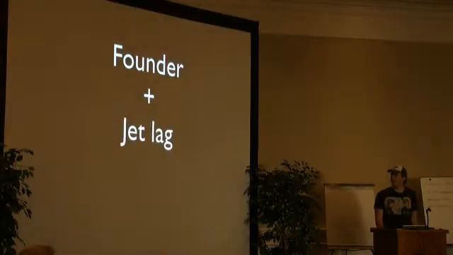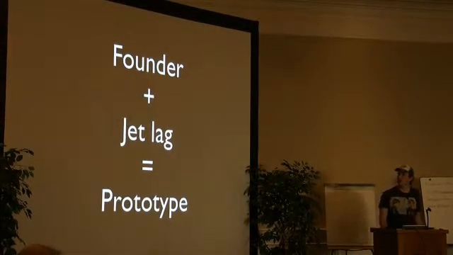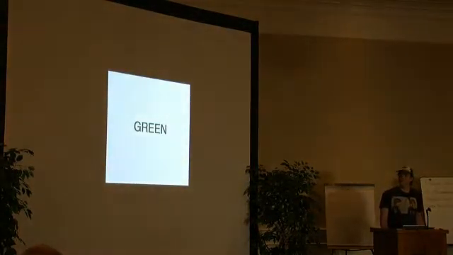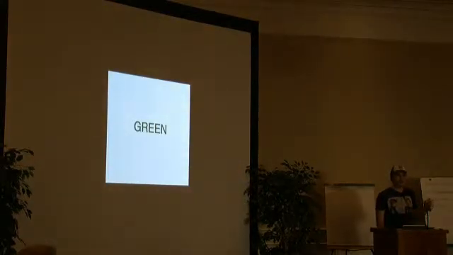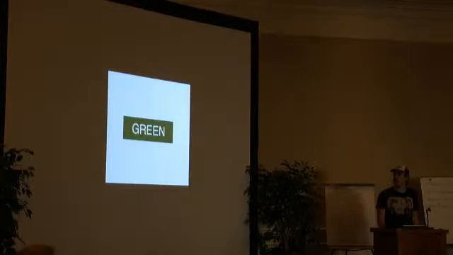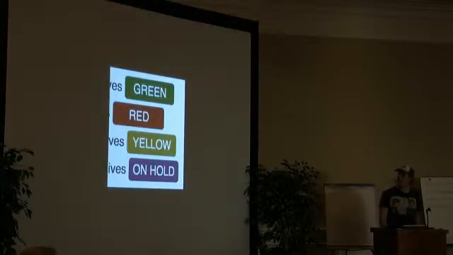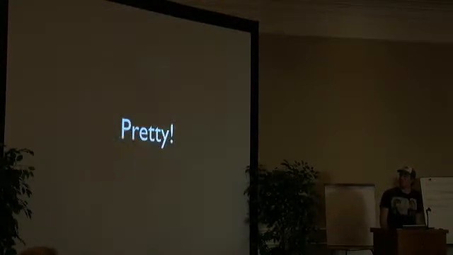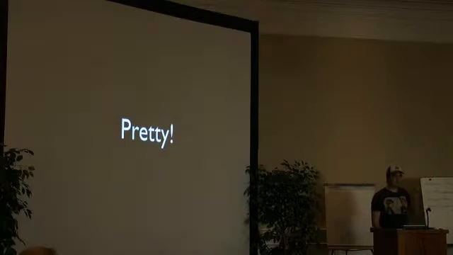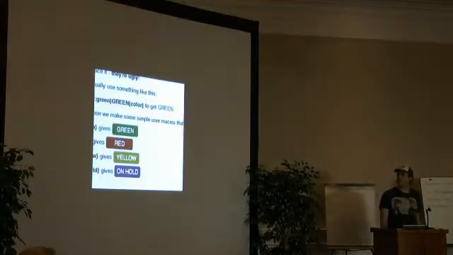So you take one founder plus a lot of jet lag and you get a prototype. We started off with something that looked like this. It's not very good to indicate status because it doesn't stand out on the page very much. So I changed the background to make it look like this, and then I added a bit of padding to make it look nicer, and then I thought, just because that's what you have to do, you add rounded corners. So it kind of looks like this. Now we have red, green, yellow that look a little bit like that. Much more pretty. You can see them, they really pop out of the page when you're looking down the status column.